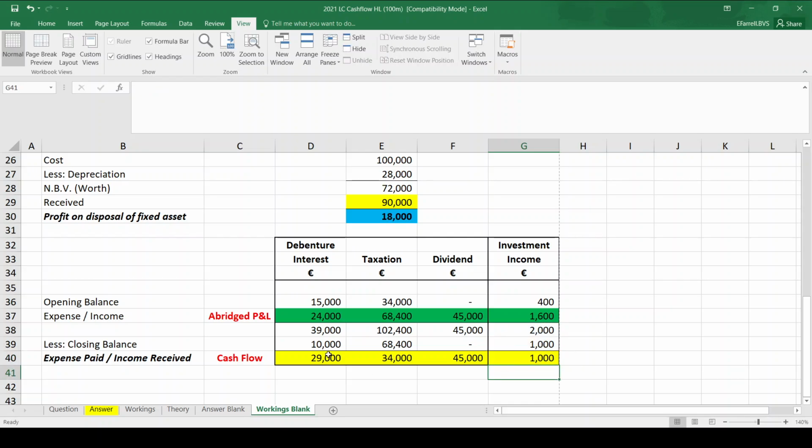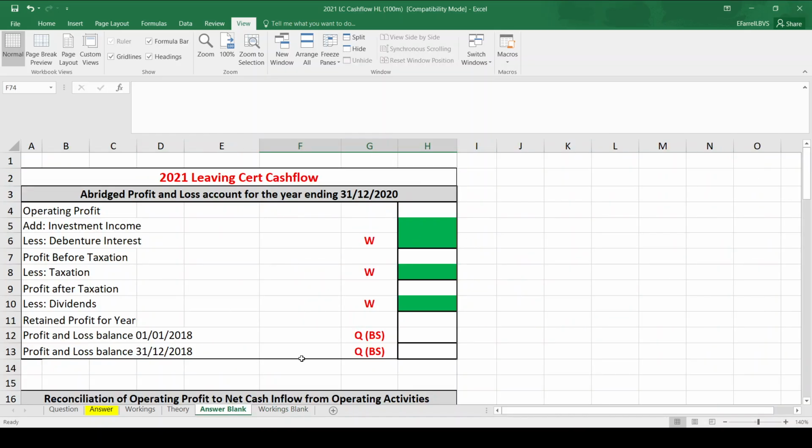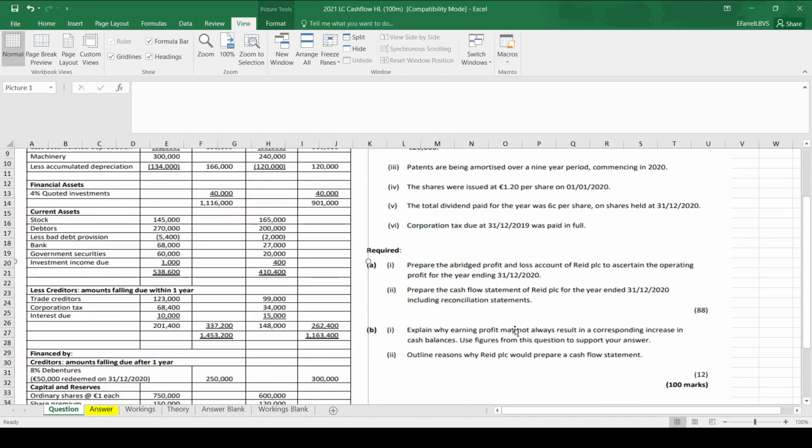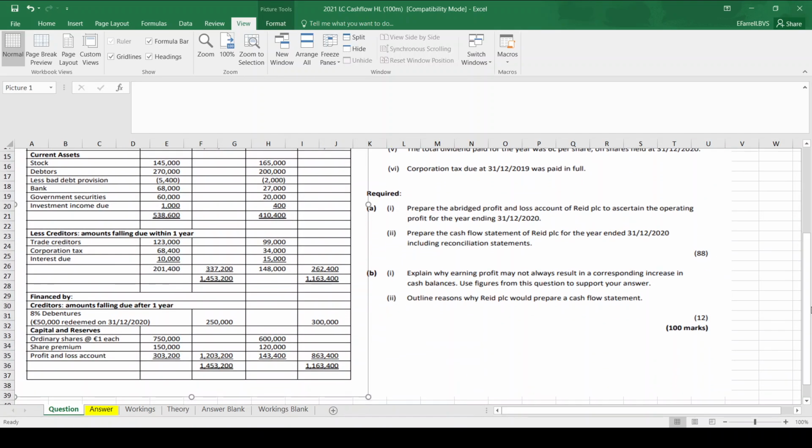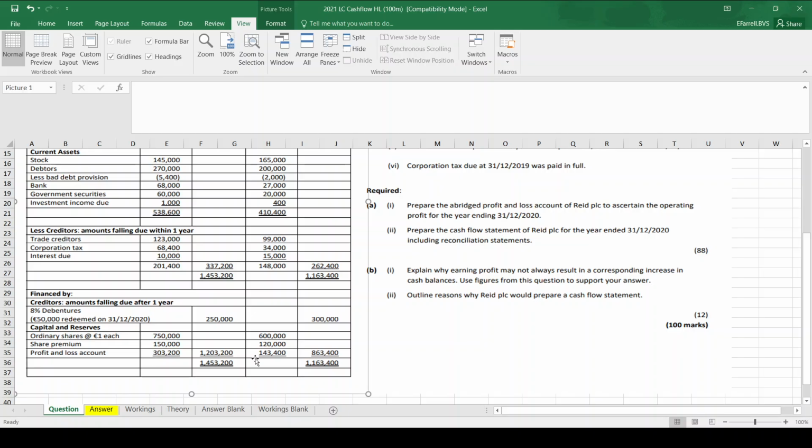Okay, so now we have the workings done, we're going to start with a proper question. And the first thing we're going to do is the abridged profit and loss account. For this, we have to start at the bottom and work our way up. So the first two figures that go in are the profit and loss balance at the end of the year and the start of the year. If I go back to my question, the end of the year is 303,200 and the start of the year was 143,400.